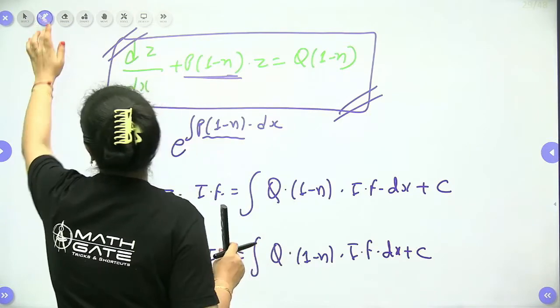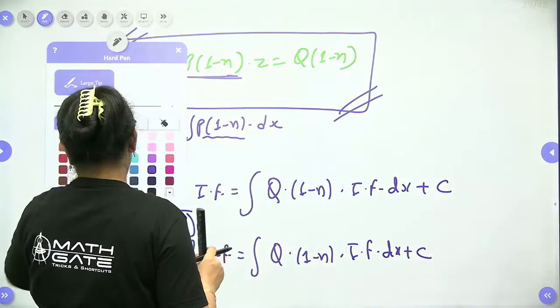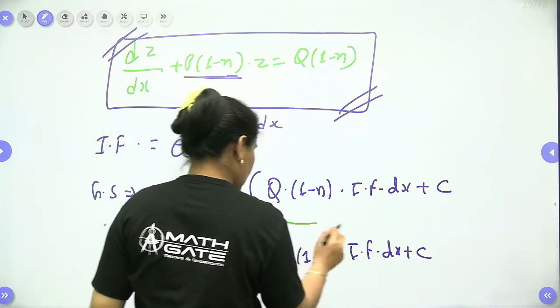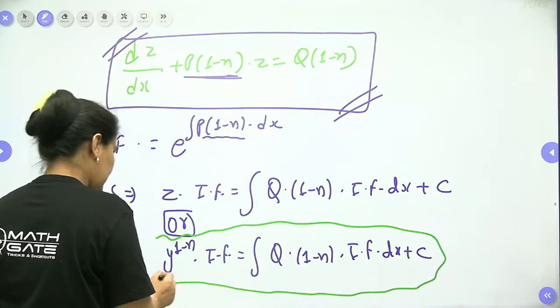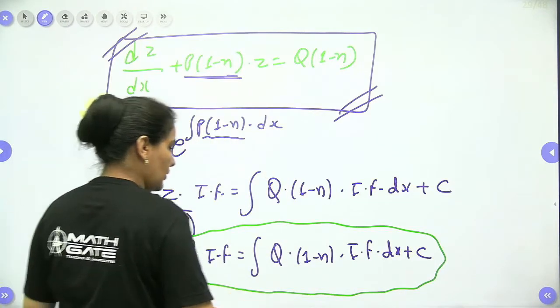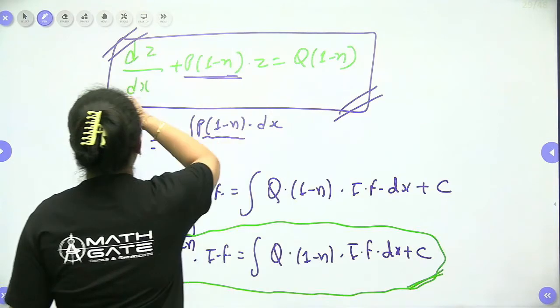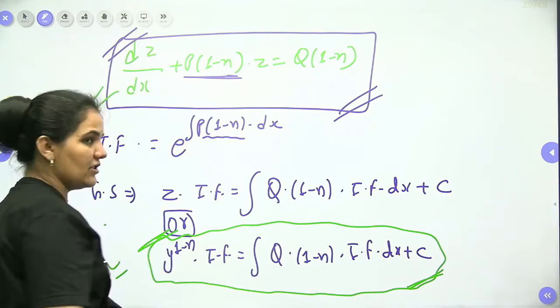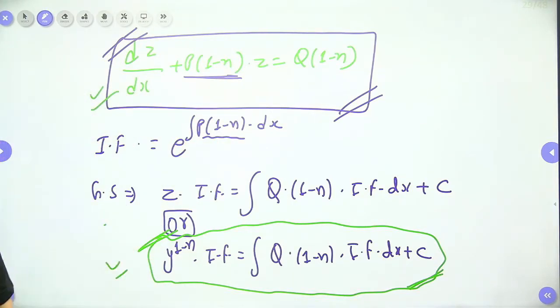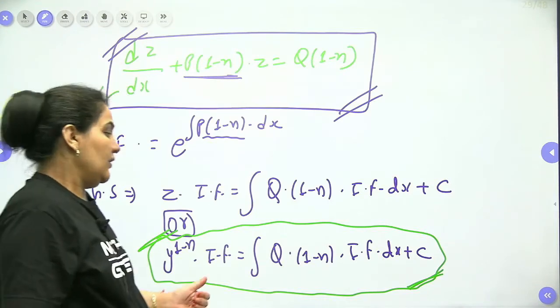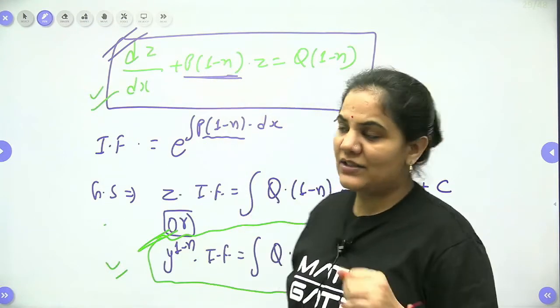So this will be your final solution, right? So this will be the general solution, dear students. Is it clear? So we have to find out only two things. The first is the integrating factor, and the second is the general solution.